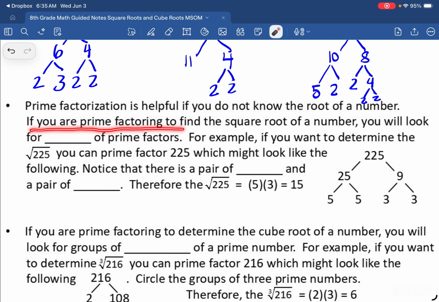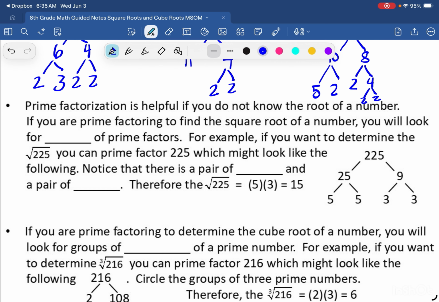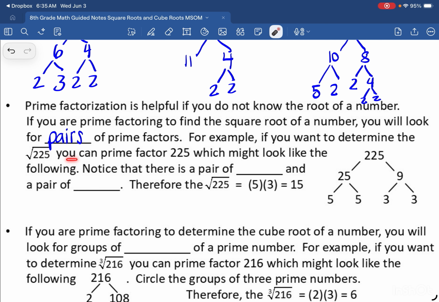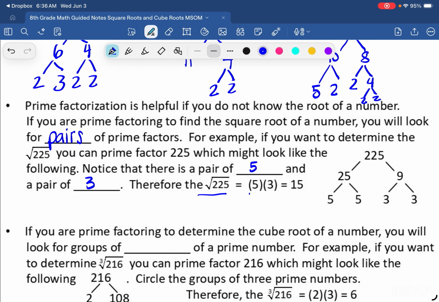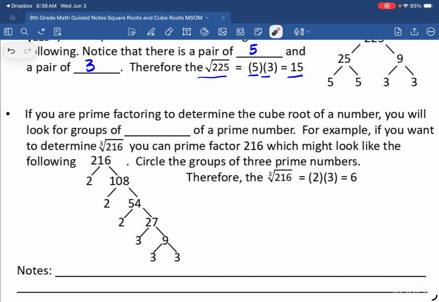If you are prime factoring to find the square root of a number, you will look for pairs of prime factors. For example, if you want to determine the square root of 225, you can prime factor 225, which might look like the following. So right here, this is prime factored for you. We can see it right here. Notice that there is a pair of 5s and a pair of 3s. Therefore, the square root of 225 is going to be those numbers multiplied together, 5 times 3, and that's going to give you 15.